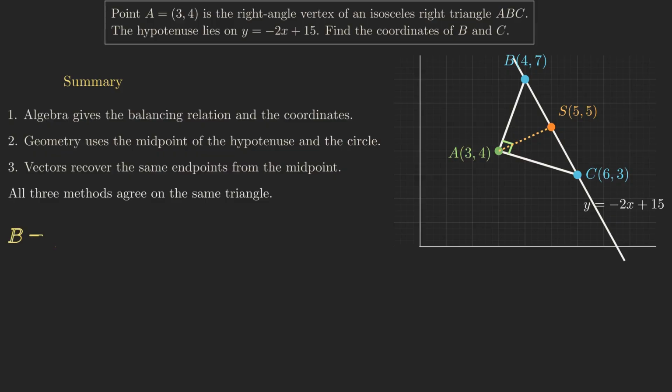And that is the full picture. One problem, 3 methods, one final answer.